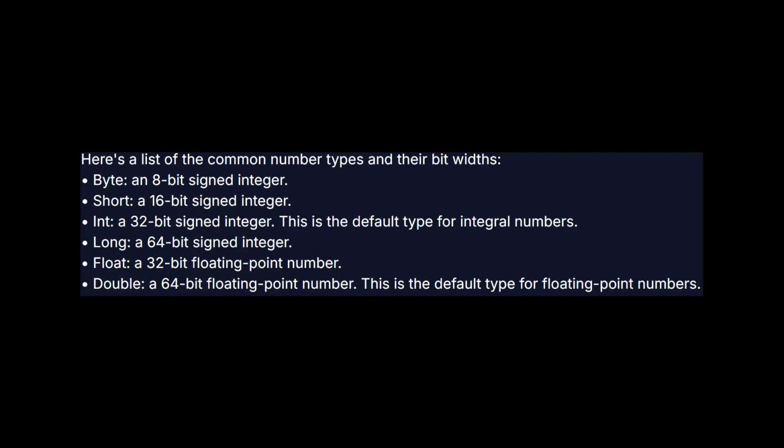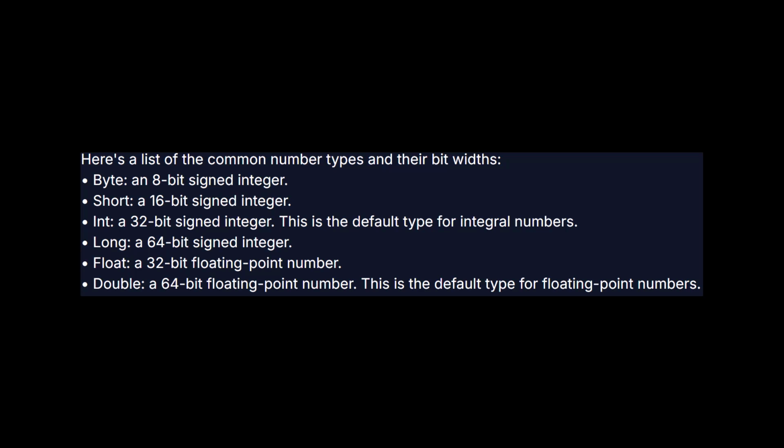Let's look at the built-in number types that Kotlin provides. These are equivalent to Java's numeric primitives, but in Kotlin, they are full-fledged objects. Here's a list of the common number types and their bit widths. Byte, an 8-bit signed integer. Short, a 16-bit signed integer. Int, a 32-bit signed integer. This is the default type for integral numbers.